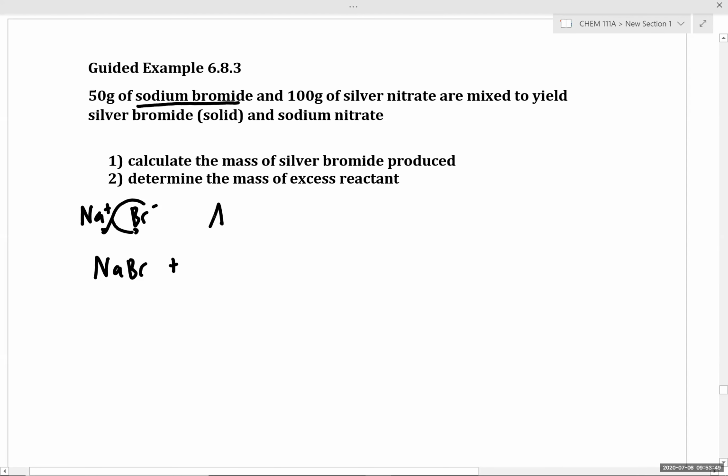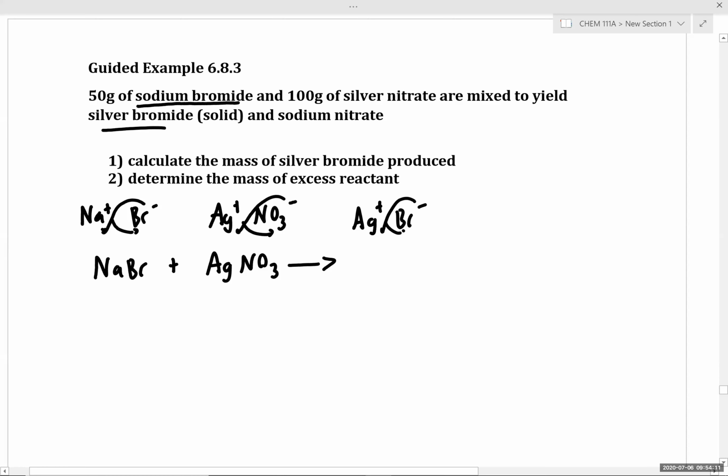Okay, silver nitrate. Silver is a fixed charge transition metal, Ag plus. Nitrate is NO3 minus. We cross our charges, and that gives us AgNO3. That in turn yields silver bromide, Ag plus, Br minus. We cross our charges, that gives us AgBr. And then sodium nitrate, we have Na plus, NO3 minus. We cross our charges, and that gives us NaNO3.